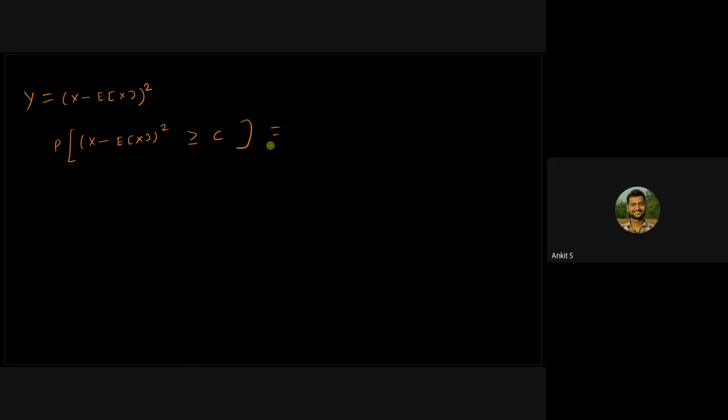It will be the mean of this random variable divided by c. The mean of this random variable, expected value of x minus expected value of x whole squared, divided by c. Now, what is this? This is the variance, sigma squared.